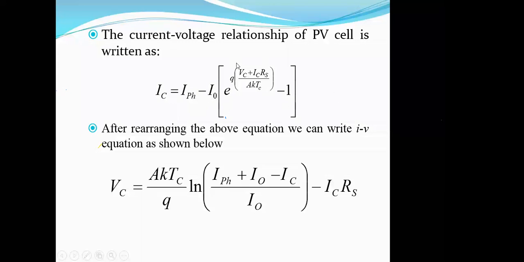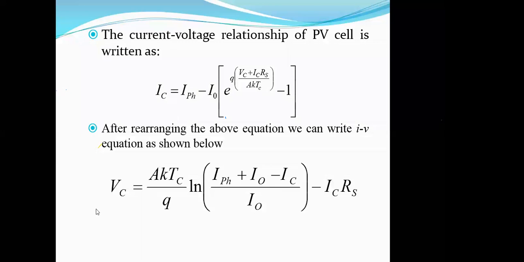If we rearrange this equation, we have this equation: VC, the output voltage we are getting, is AKTC by Q ln of IPH plus I naught minus IC by I naught, minus IC RS. So this is the equation which we use for modeling of the PV cell. V is equal to AKTC by Q ln IPH plus this equation. This we use for the modeling of the PV cell.